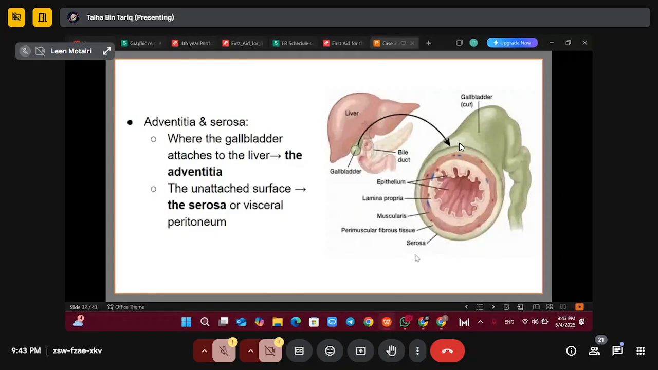It's just about their location. So the part where it is attaching to the liver is called the adventitia, and the unattached part, which is not attaching to the liver, is the serosa.